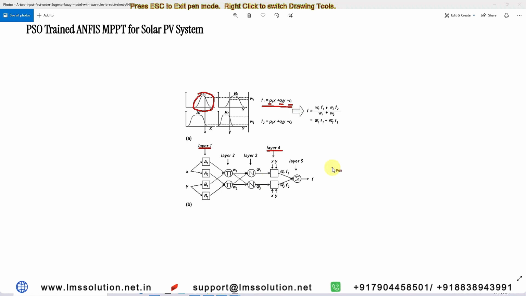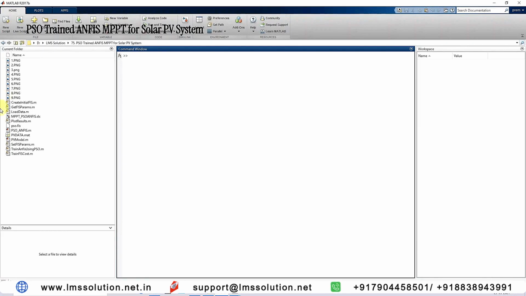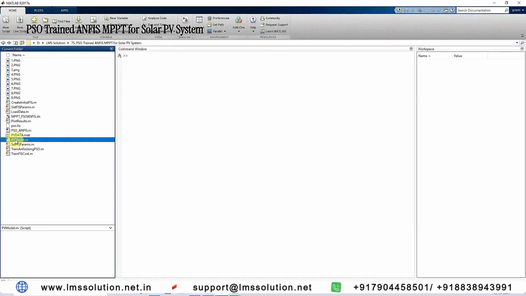The same concept can be applied for the maximum power point tracking algorithm. Let's start with the simulation. Here you can see that we already created different programs to train that ANFIS with the PSO. Here first I am going to open this model.